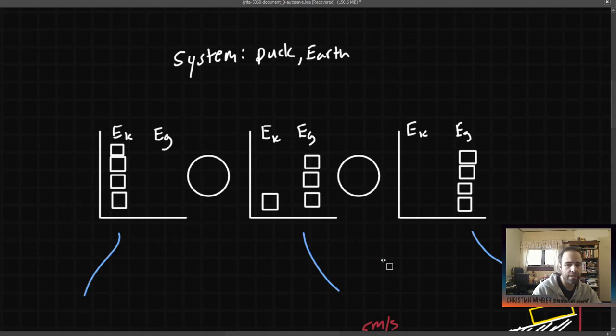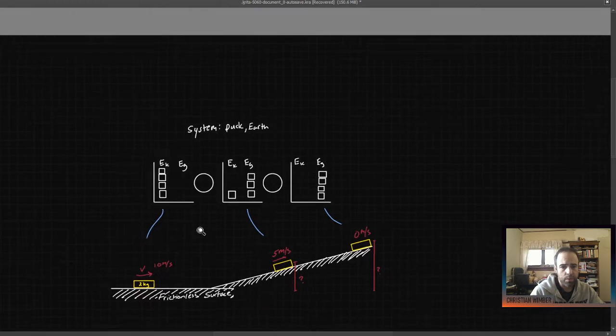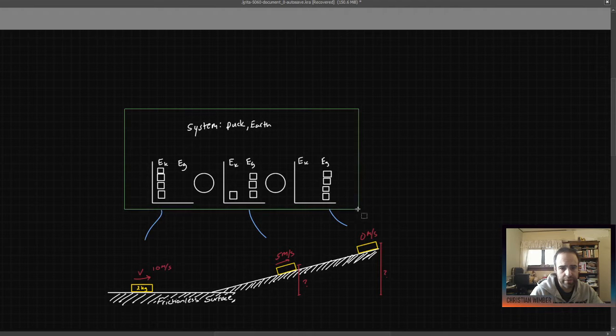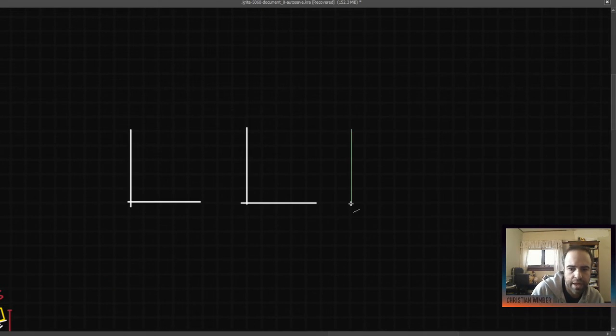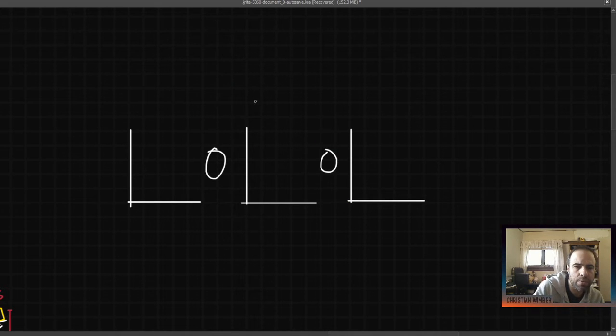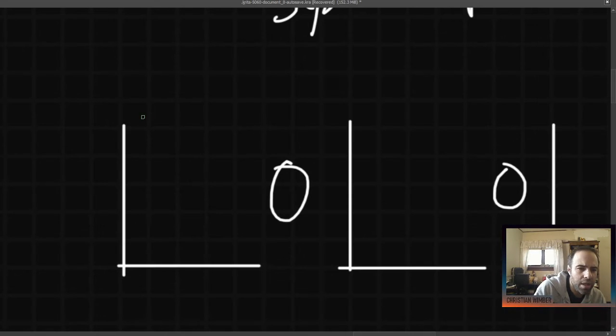So what I'm going to do is copy it, and I'm going to show you a slightly different version of the diagram, but use a different system. We could not include the Earth in our system and just have the puck. Let's think about what that does. That's actually a really important question. If we choose the system as just our puck, no Earth, now a lot of stuff is the same.